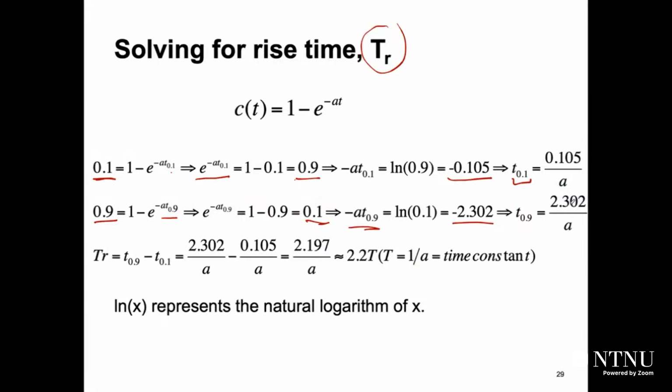We subtract, because the rise time will be this time minus this time. So subtract equation 2 from equation 1. The rise time will be the time at 90% minus the time at 10% of the output. So it will be 2.19 divided by a, which is approximately 2.2 time constants, since the time constant equals 1 divided by a. Ln x, of course, represents the natural logarithm of x.